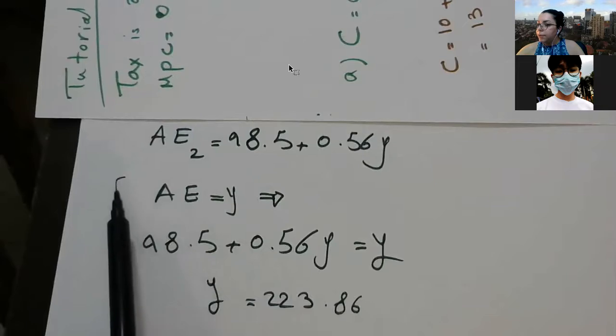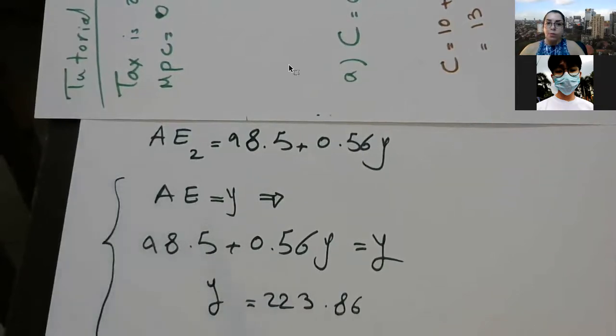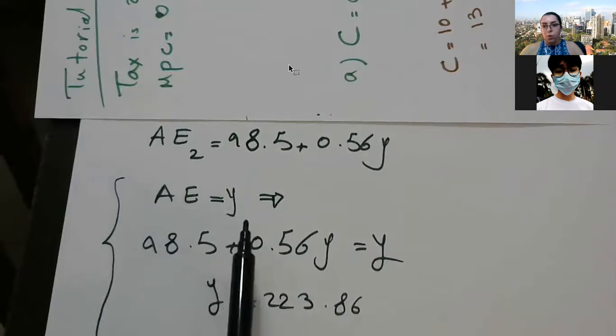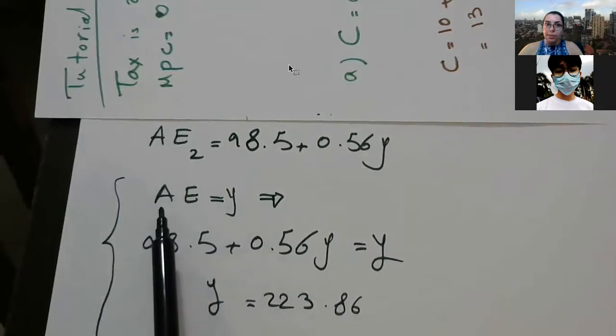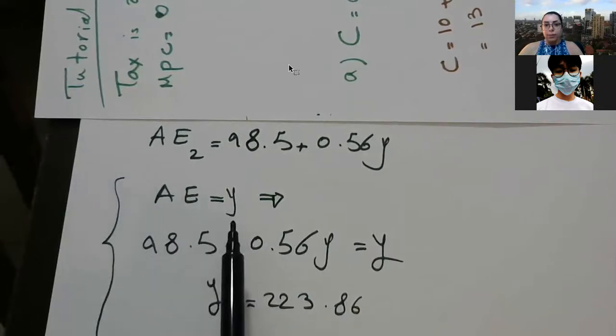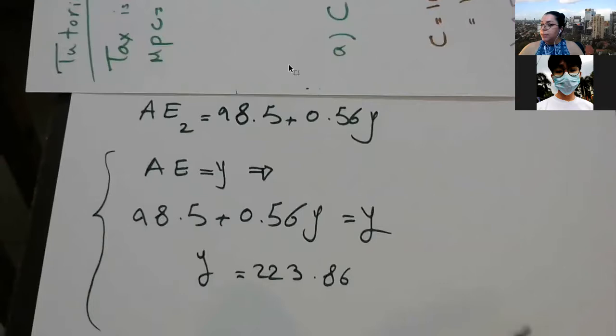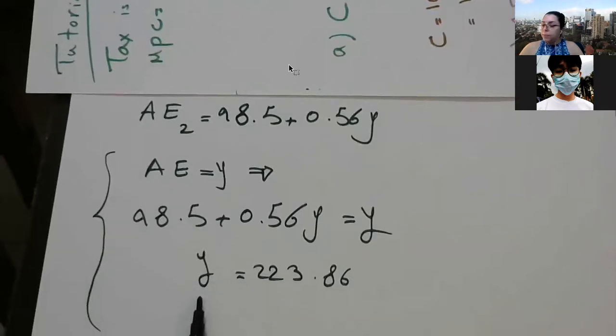So the first way, we use the formula of the equilibrium, that demand is equal to supply. Demand is aggregate expenditure, which is equal to our supply. So this is the amount of our GDP with the new equilibrium, right?